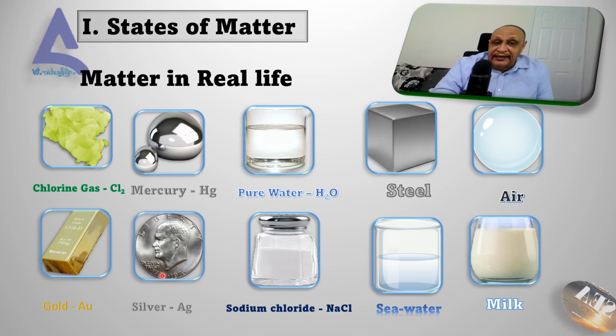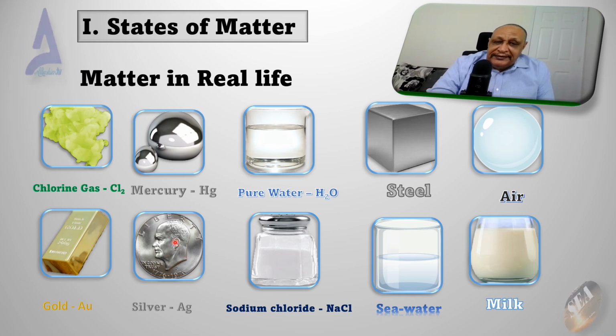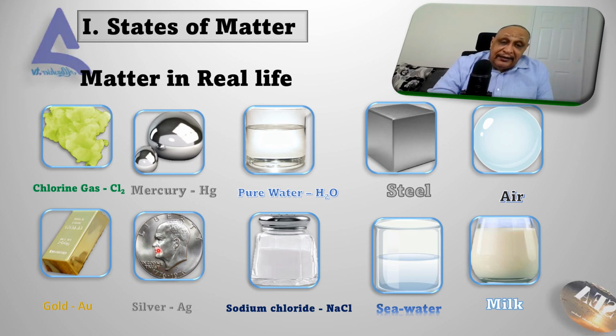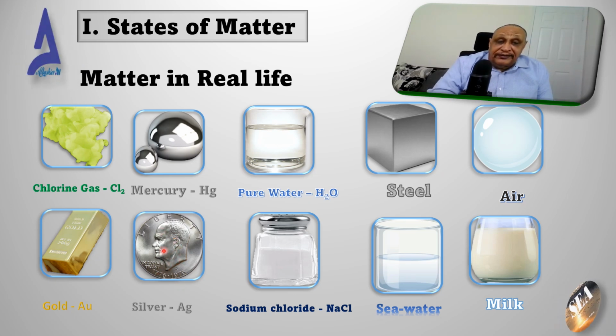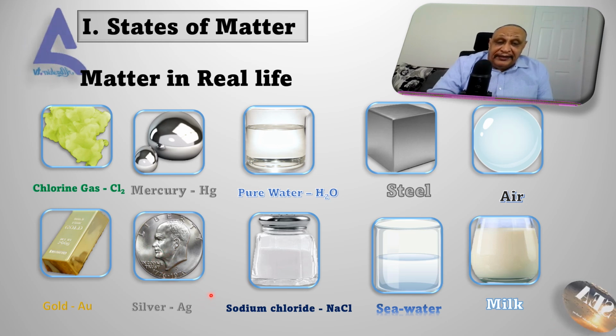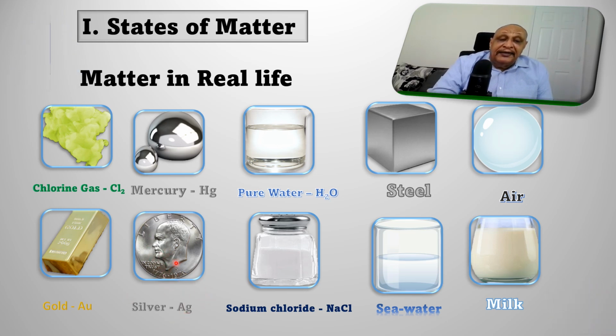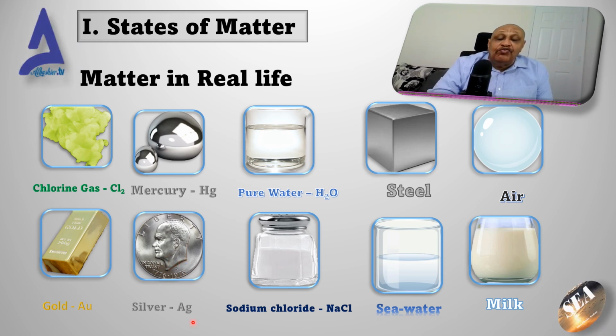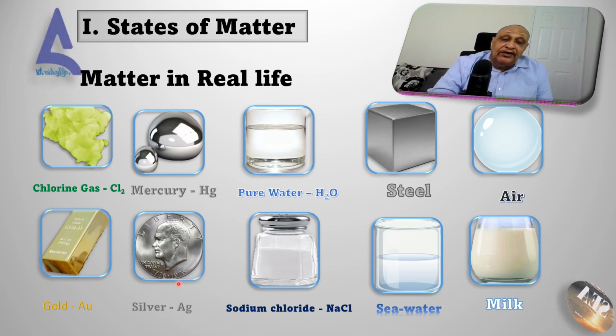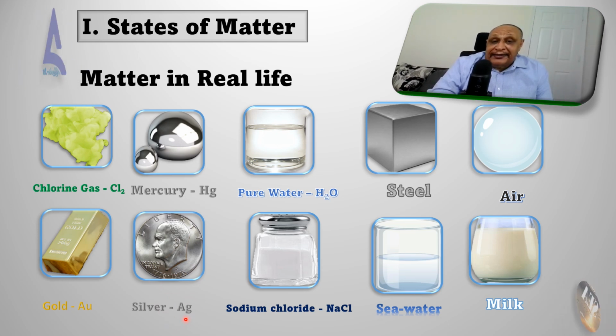Silver also, it's very pure, and it's made of only, especially this coin of Eisenhower, one of the presidents of the United States. It's made of pure silver. So it's only one type of atoms called silver atom or argentine atom.